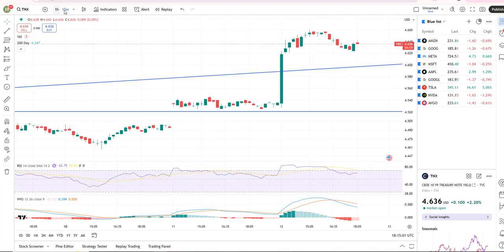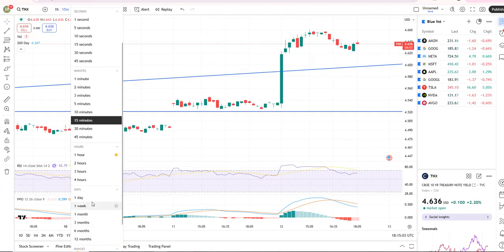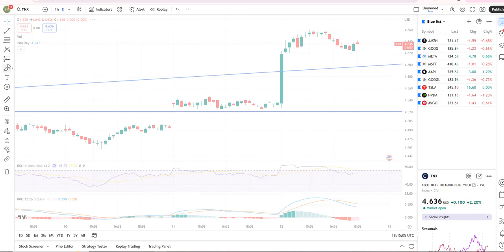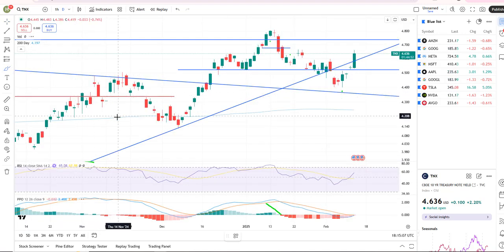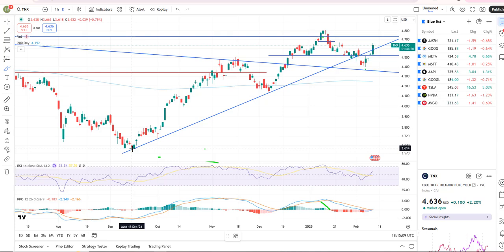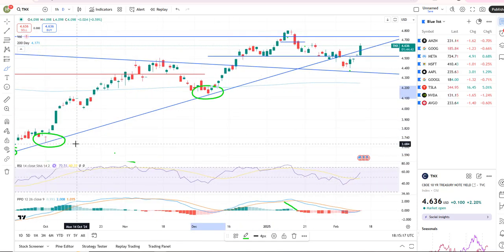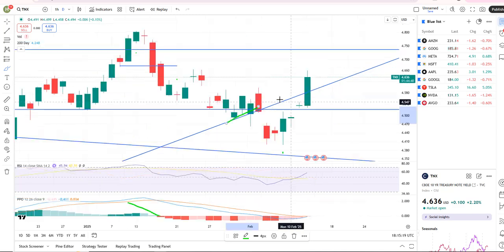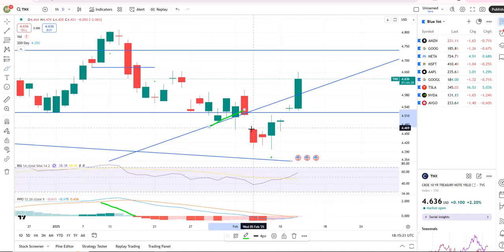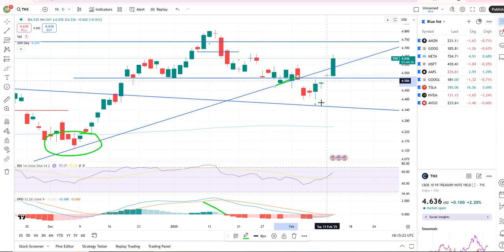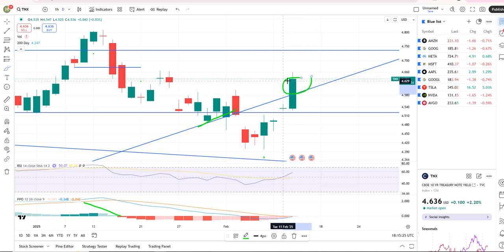Here's the TNX. Let me go to the daily. On the daily chart, again, this is your 10-year treasury. You can see this is when the Fed started cutting rates back in September of 2024. And you've got support, multiple reactions. There's another reaction. We did break that support here, and we've recovered it today. Big move up in interest rates today.